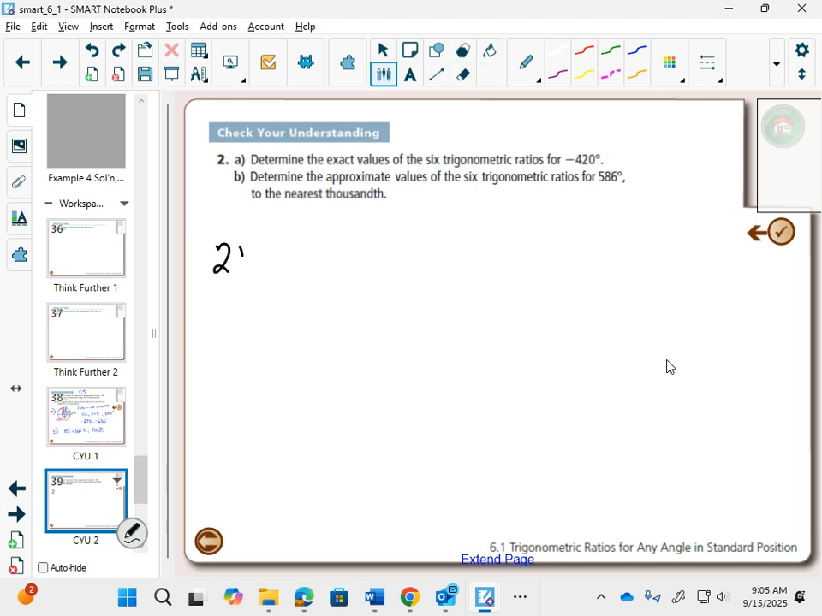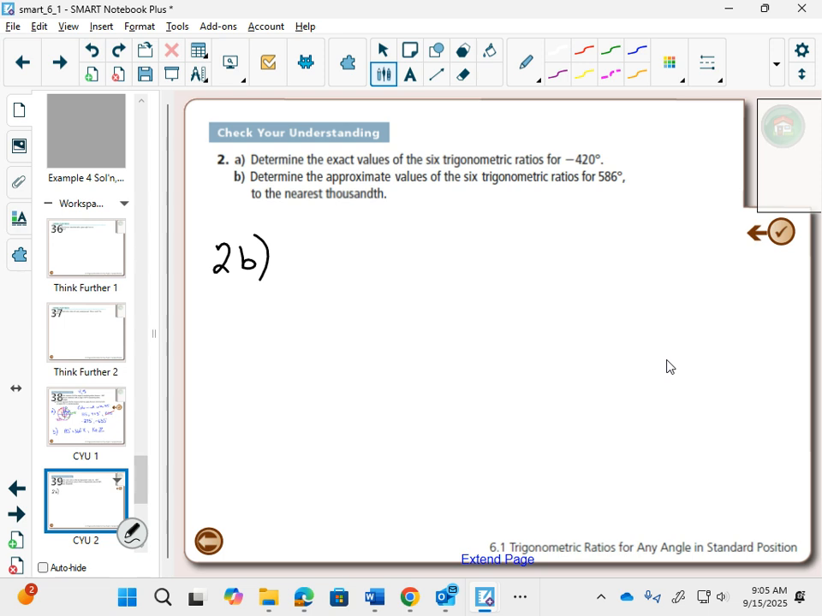2a we're going to do after we have memorized and got all of the values that we can do without our calculator on our unit circle done. So there's a whole bunch of values that we have to know. Some you started in grade 11. We're going to review those ones and do them again for grade 12. So we'll do 2b right now.